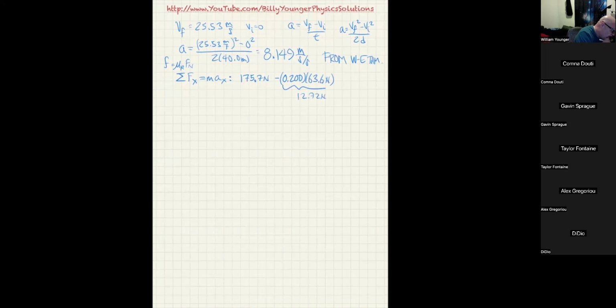12.72 newtons. That's all the forces acting in the x direction, and that's got to equal 20.0 kilograms times A. So A is actually going to be equal to, if we do 175.7 minus 12.72, that gives me 162.98. Now I'm going to divide that by 20.